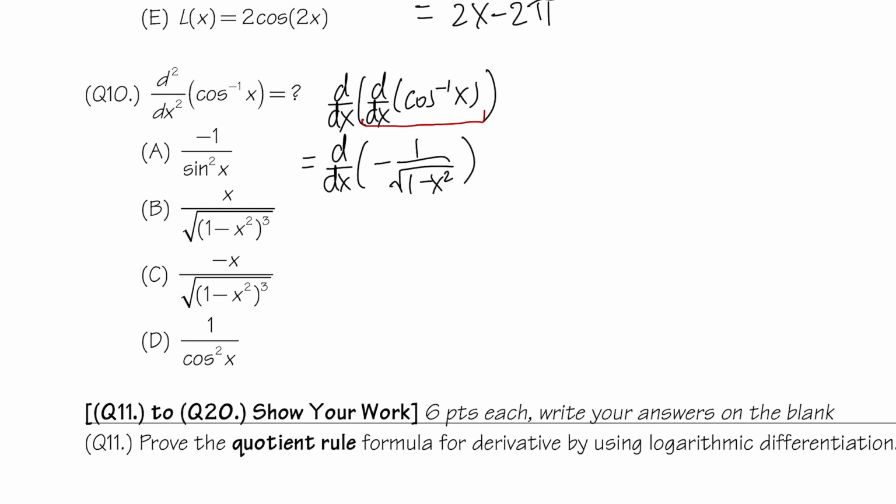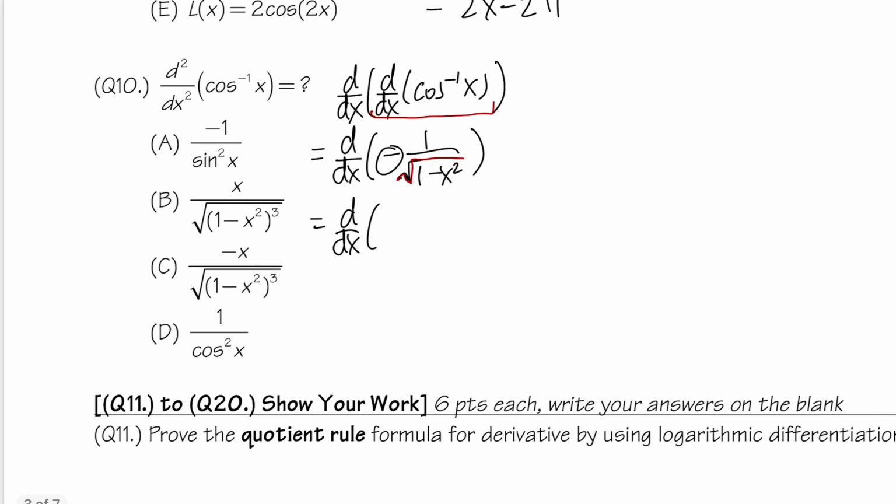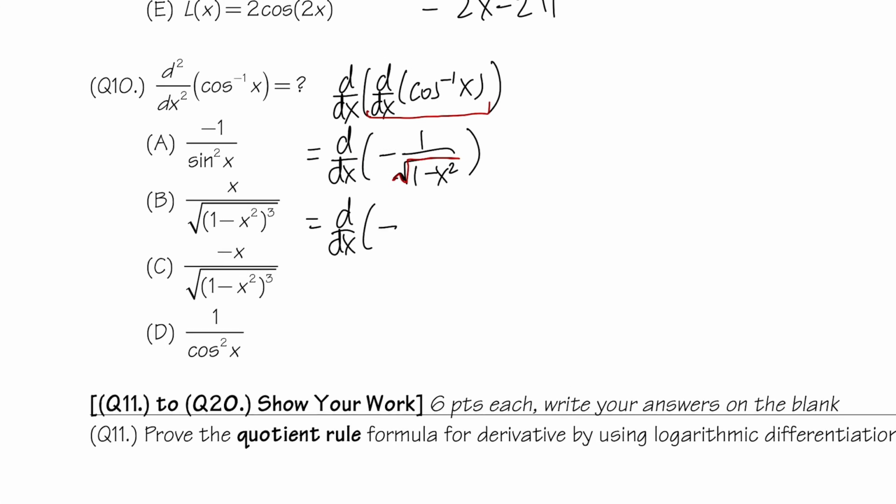Now, differentiate this. What do we do? You don't need to use the quotient rule. All you have to do is rewrite this first. So on the bottom, notice that we have that square root here. We can write that as the negative 1/2 power. So we have this negative right here, and then we can just say that raised to the negative 1/2 power. And the inside is 1 minus x squared.